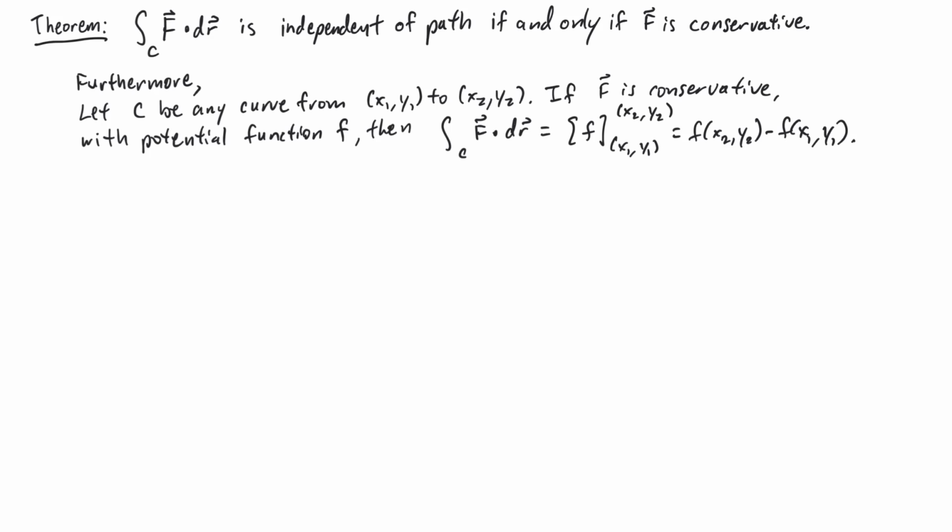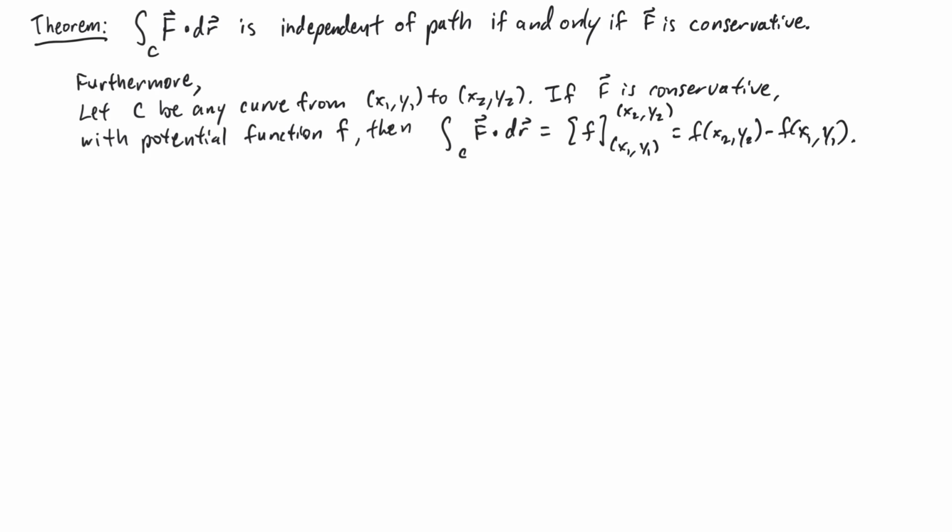So independent of path means that if you have a starting point and an end point, no matter what path you take, this line integral will always have the same value. And remember that we say that a vector field is conservative if there exists a real valued function whose gradient is equal to that vector field.